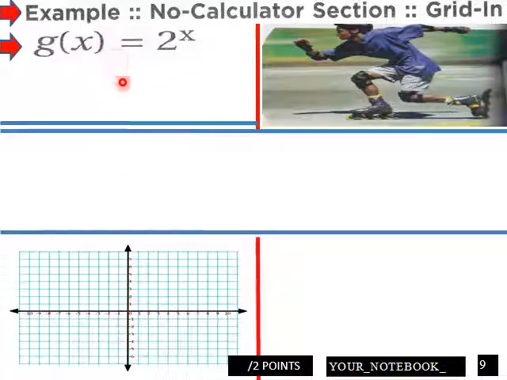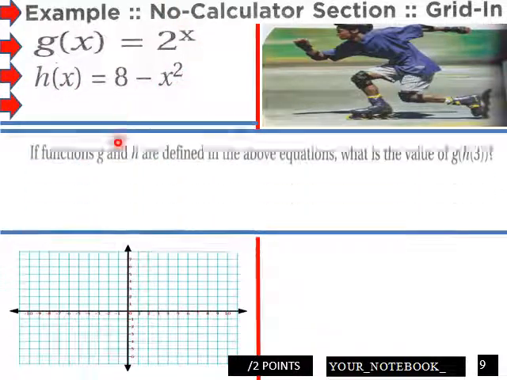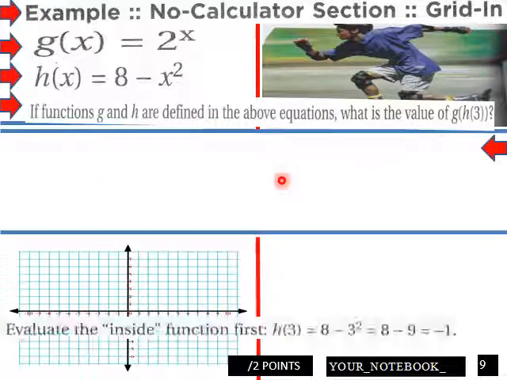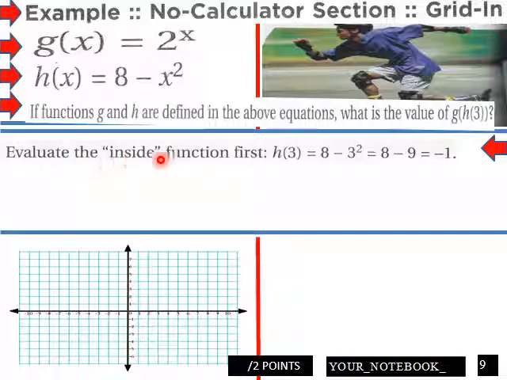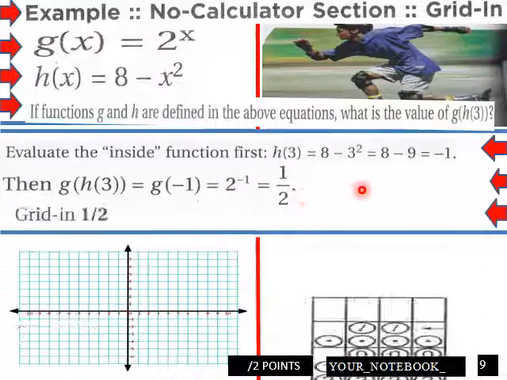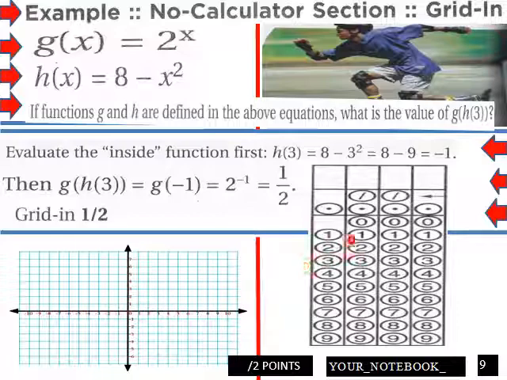Example, no calculator section, grid in. g of x equals 2 to the x power. h of x equals 8 minus x squared. If functions g and h are defined by the above equations, what is the value of g of h of 3? Evaluate the inside function first. h of 3 equals -1. Then g of h of 3 would equal g of -1, equals 2 to the -1, which equals 1/2. Grid in 1, fraction bar, and then 2.